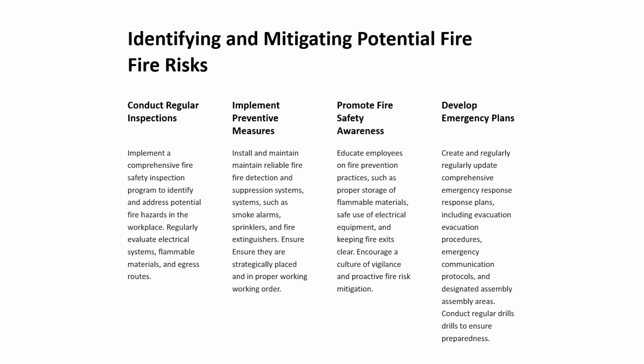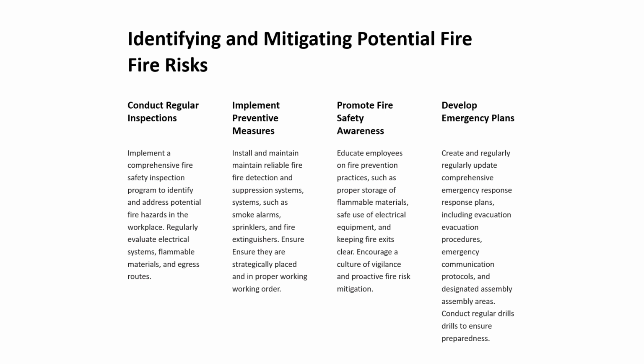Identifying and mitigating potential fire risks. 1. Conduct regular inspections. Implement a comprehensive fire safety inspection program to identify and address potential fire hazards in the workplace. Regularly evaluate electrical systems, flammable materials, and egress routes. 2. Preventive measures. Install and maintain reliable fire detection and suppression systems, such as smoke alarms, sprinklers, and fire extinguishers. Ensure they are strategically placed and in proper working order.